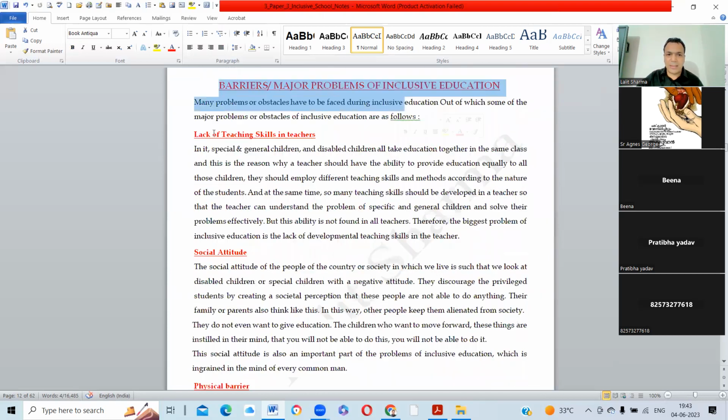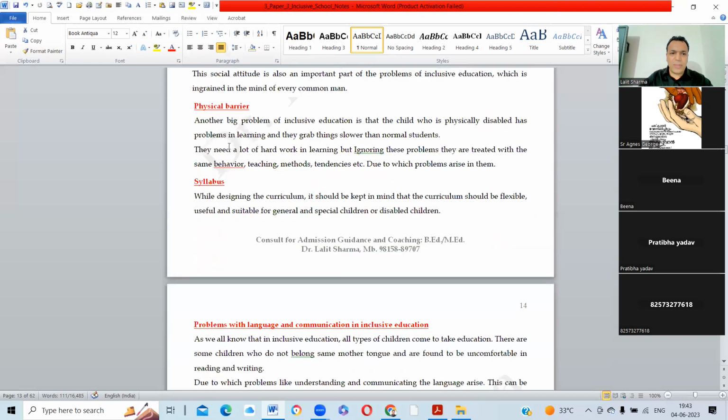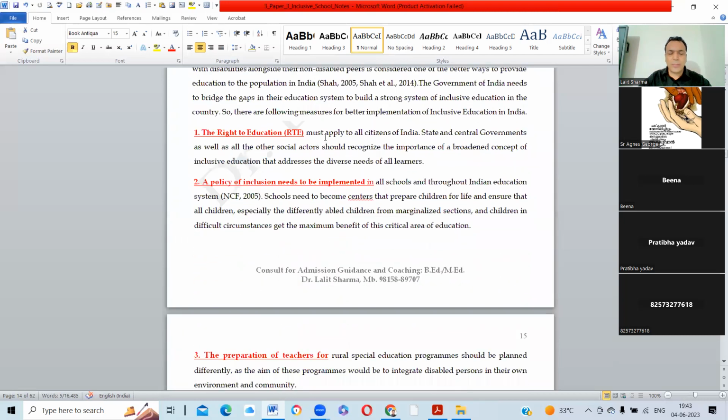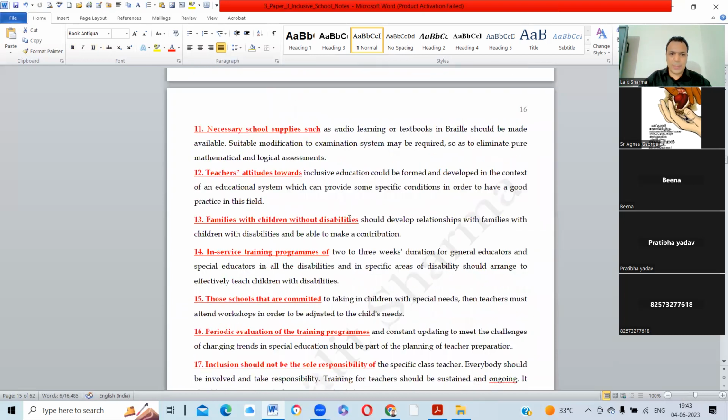See, the barriers are all the same: lack of teaching skills. In the PPT only one line is given, but I have explained all the things, right? So at least every heading you have to explain in 5 to 6 lines, right? Social attitude, physical barriers, syllabus, all these things. Now a few measures for implementing inclusive education. So the RTE Act, we already discussed all these things.